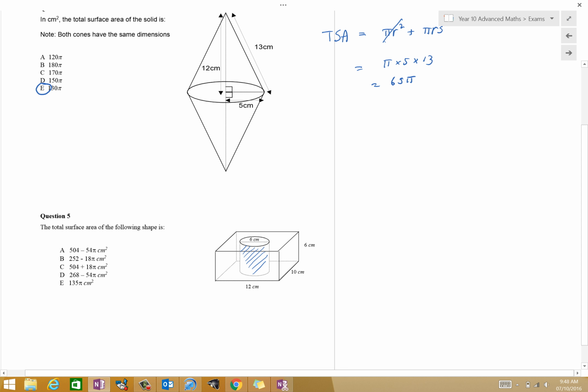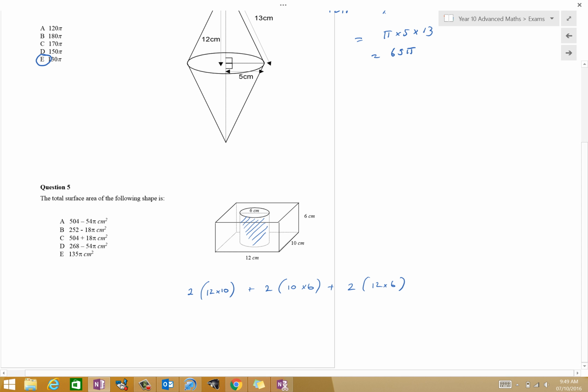So in other words, the total surface area of this block is, we've got the 6 rectangles. So let's work out what they are. We've got 2 rectangles which are 12 by 10, and then we've got 2 rectangles which are 10 by 6, and then we've got 2 rectangles which are 12 by 6.